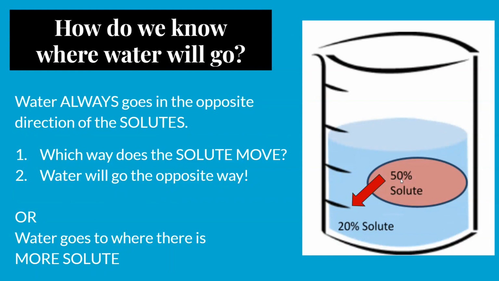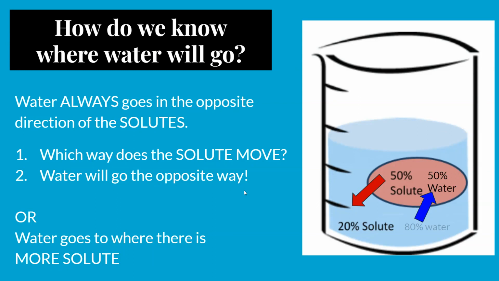The dots that are moving are going to go from the high concentration to the low concentration. So where will water go? Water always moves in the opposite direction of the solute. So water would go in.